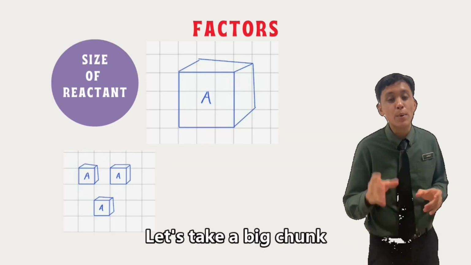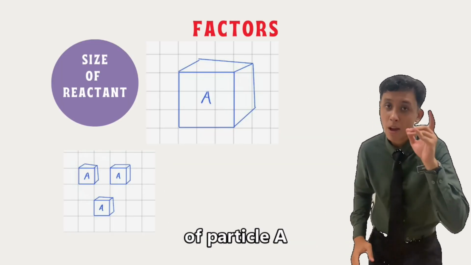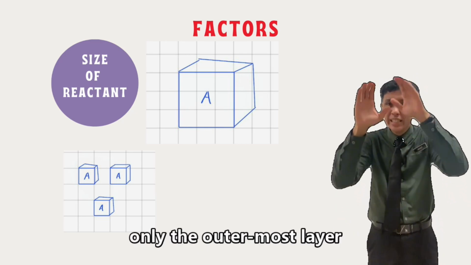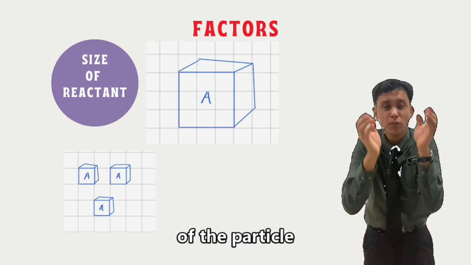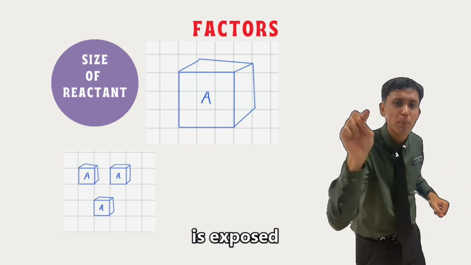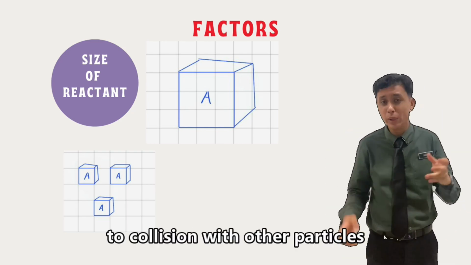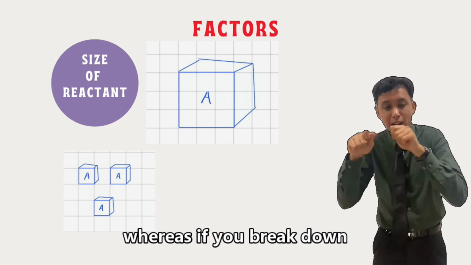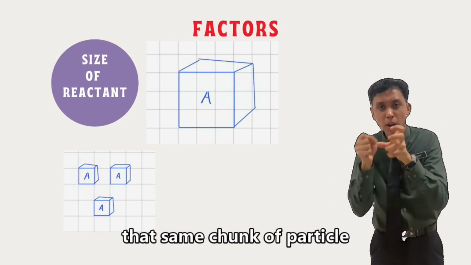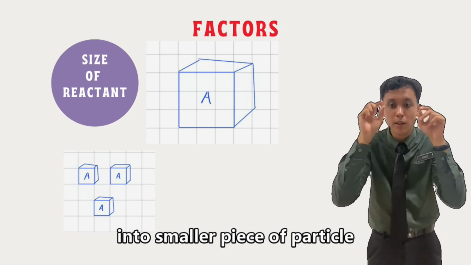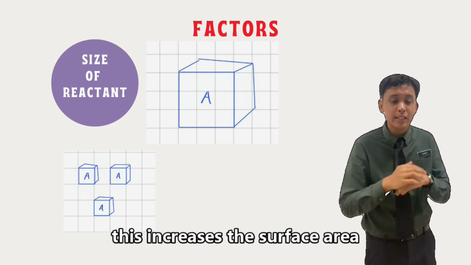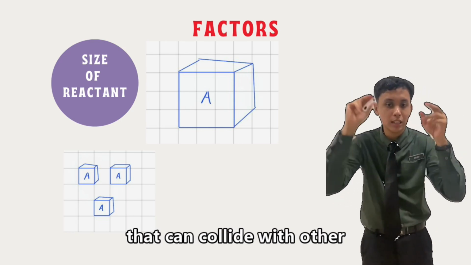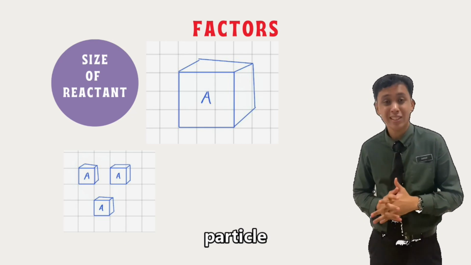Let's take a big chunk of particle A. As you can see, only the outermost layer of the particle is exposed to collision with other particles. Whereas if you break down that same chunk of particle into smaller pieces, this increases the surface area that can collide with other particles.